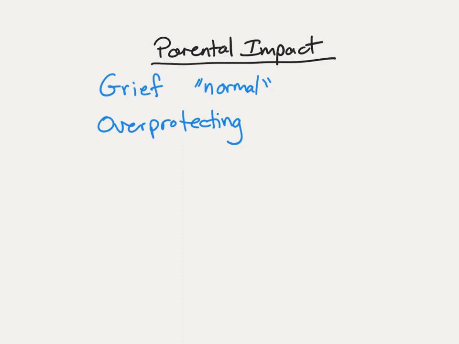The other form of overprotection we often see is a lack of discipline or structure in the child's life, where the child can pretty much get away with anything because the parent pities them, feels bad for them because of what they have to experience.